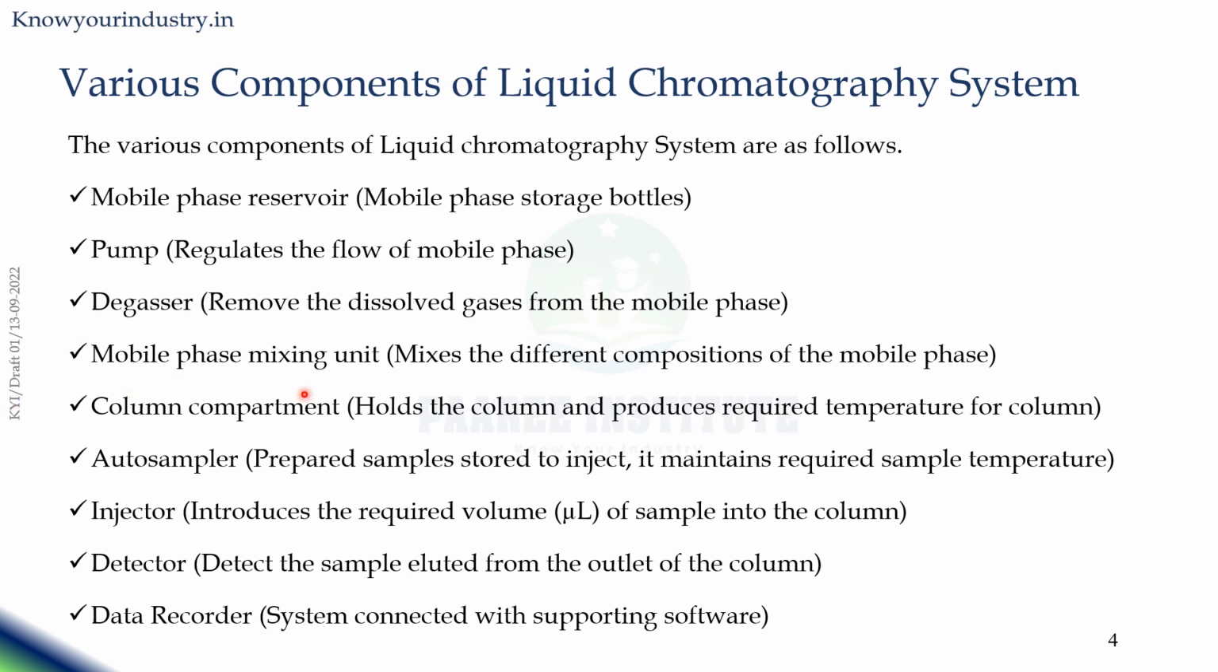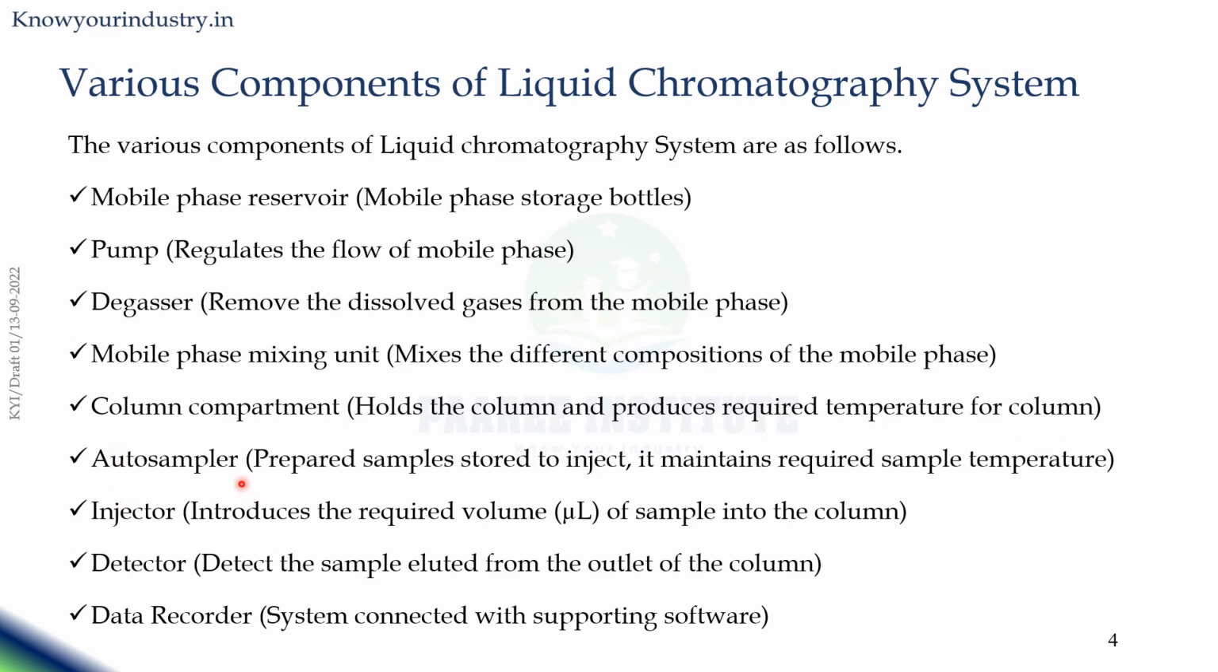Then there will be a mobile phase mixing unit, where different proportions of mobile phase can be mixed and passed through the instrument. Then there will be a column compartment, which holds the column and maintains the required temperature for the column. So the column compartment maintains the temperature required for that particular column, and it holds the column. Then an auto sampler.